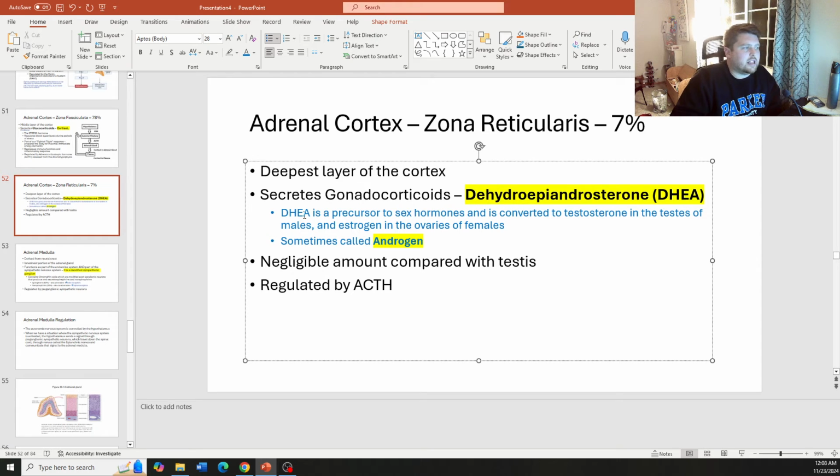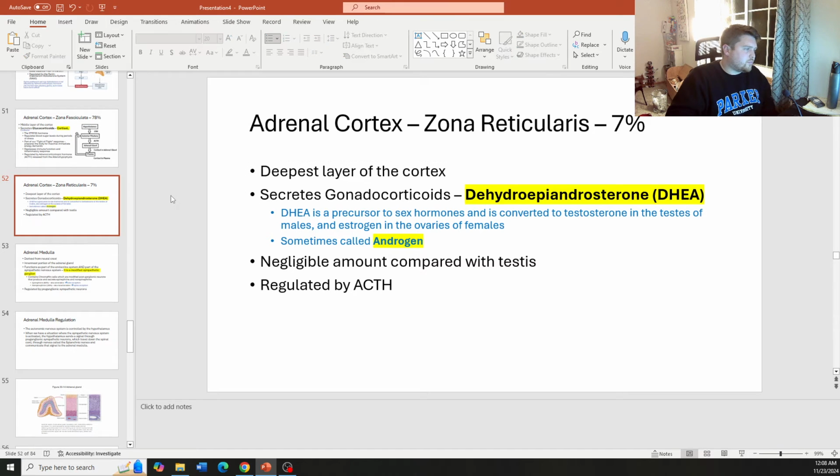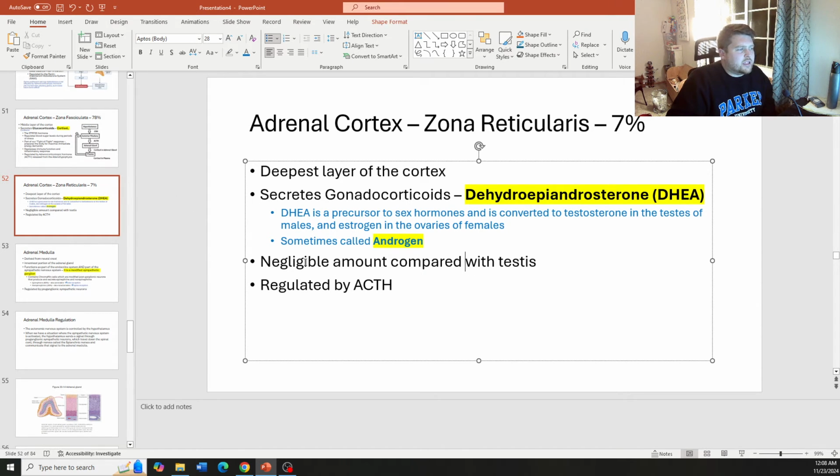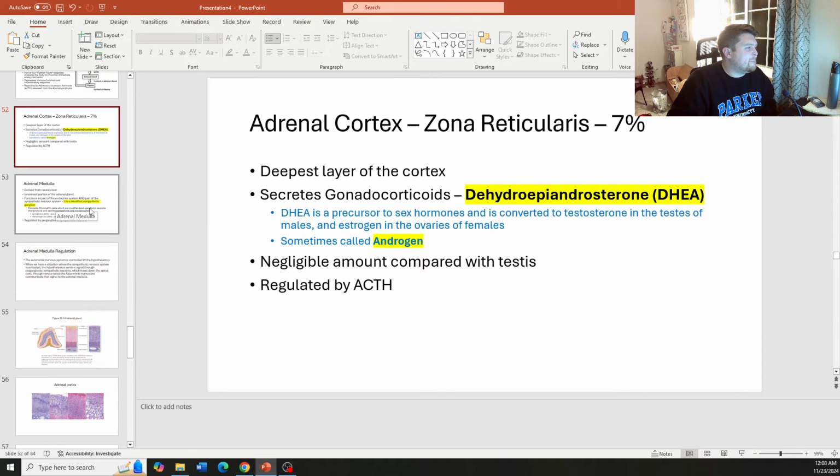These are the ones that DHEA is actually going to travel through the blood and go to either the testes in the male or the ovaries in the female and turn into testosterone for males or estrogen for females. It's also sometimes called an androgen. So if you see androgen, that word that means sex hormone, so that can be used in place of DHEA. Really, we don't make a ton of this for males, especially because the testes do most of this instead. And this is also regulated by the ACTH hormone from the anterior pituitary.